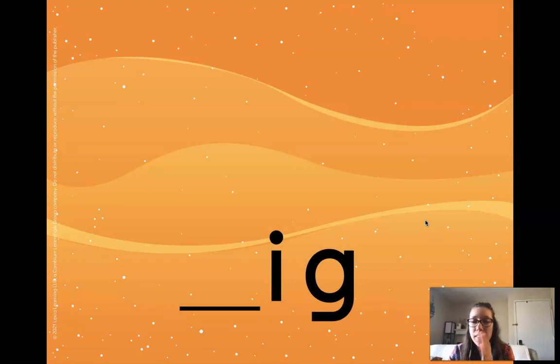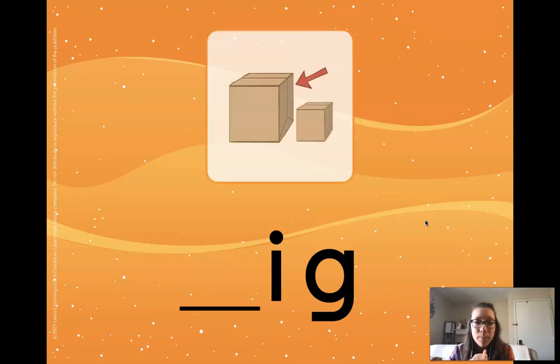Now here, friends, we have the I-G ending. Ig, ig. And then we have a picture of a box that is big. In the word big, we hear the ig ending, I-G. So all we need to do is figure out what that first sound is going to be. What is the first sound you hear in the word big?